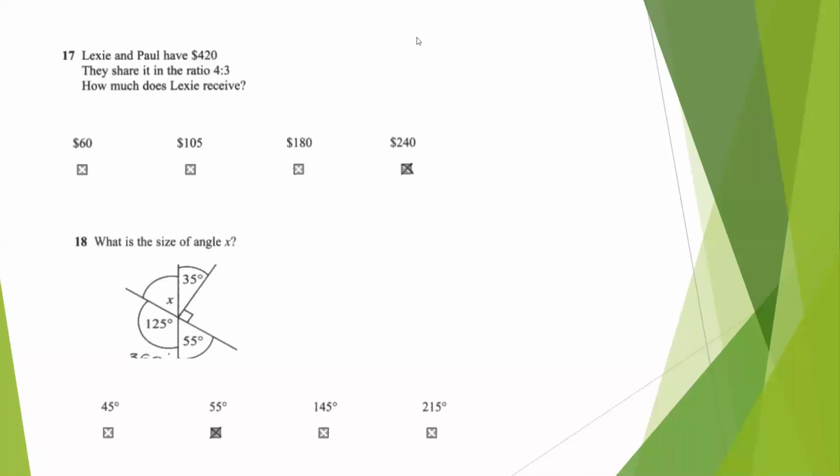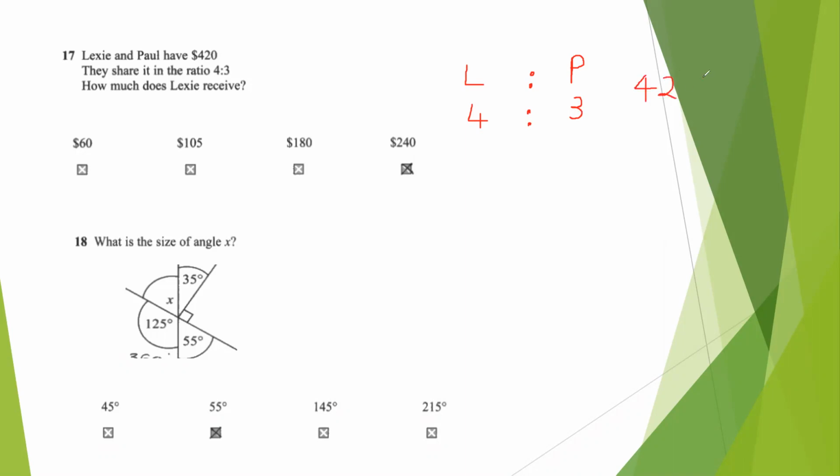Right. The 17th question, it's from the ratio. Lexi and Paul have 420. They share it in the ratio 4 to 3. So when you get a question like that, the things that you know, better you write it, right? Lexi and Paul, and their ratio is 4 to 3, and the total number is 420.